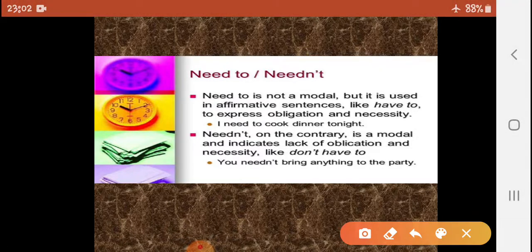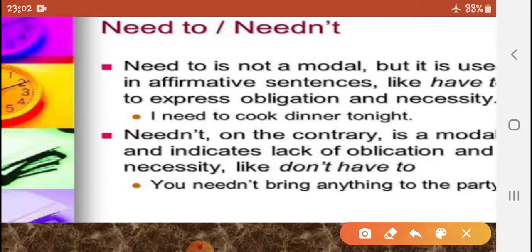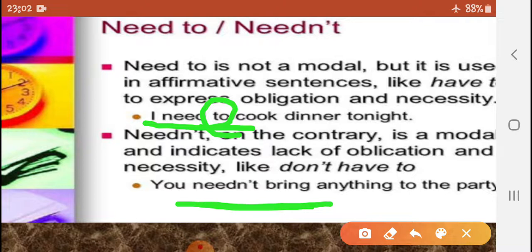Notice one more difference between these two things. In this example, when I say this is not a modal, I need to cook dinner tonight, this need is being followed by to. But when I talk about it as a modal, here to is missing. When we use need as a modal, it will be either in negative or interrogative sense. Most often you will find it in negative sense, and it will not be followed by an infinitive to. Here, to is missing: you need not bring anything. We will not say you need not to bring anything. It will be completely wrong. So in modals we do not use to after need.